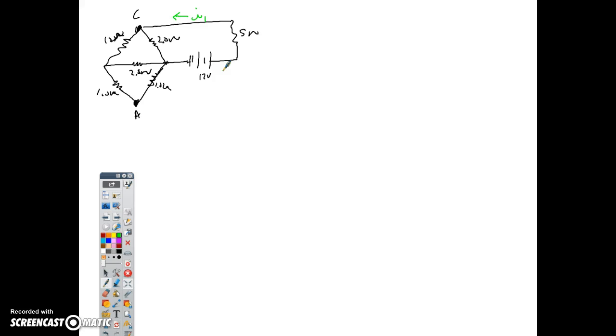Okay, that's I1. So this is going to be I2, let's call it. I'm going to say it's going to go that way. Let's call this I3. It's going to go that way. I got I4 going that way. By the way, it's the same as this one right here, so that's I4 as well. And I got I5 right here, I5 that way. Okay?